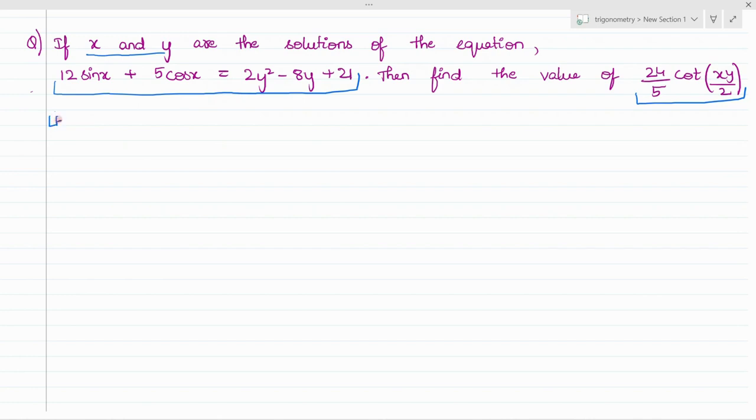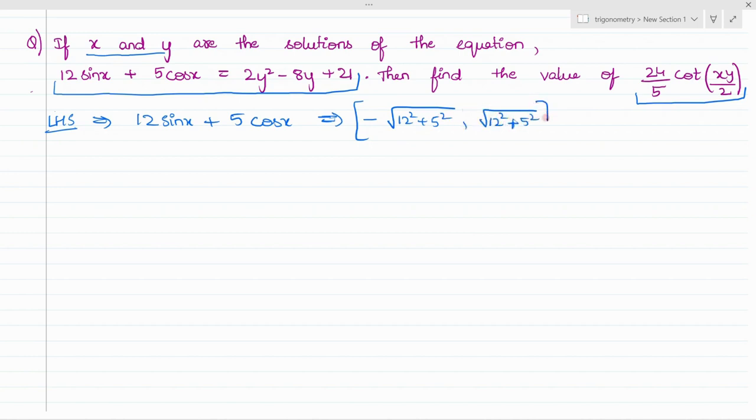So the LHS will be 12 sin x plus 5 cos x. What will be the range of this? The range will be minus under root 12 square plus 5 square to plus under root 12 square plus 5 square, which is nothing but minus 13 to plus 13.